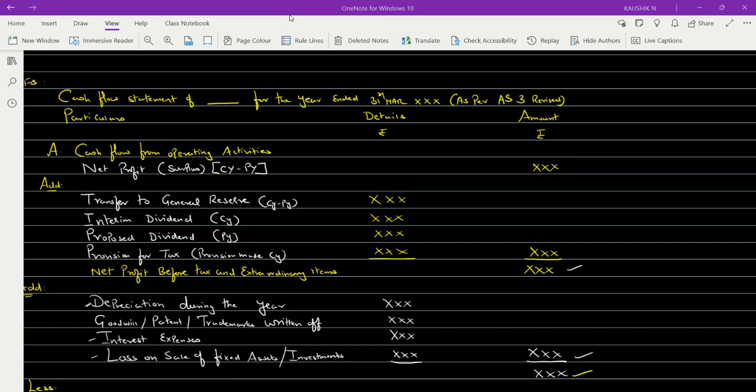Interest paid or dividend paid. Right? And then comes decrease in your bank overdraft, and then decrease in your SPR, security premium reserve. So all these are the items you have to subtract.